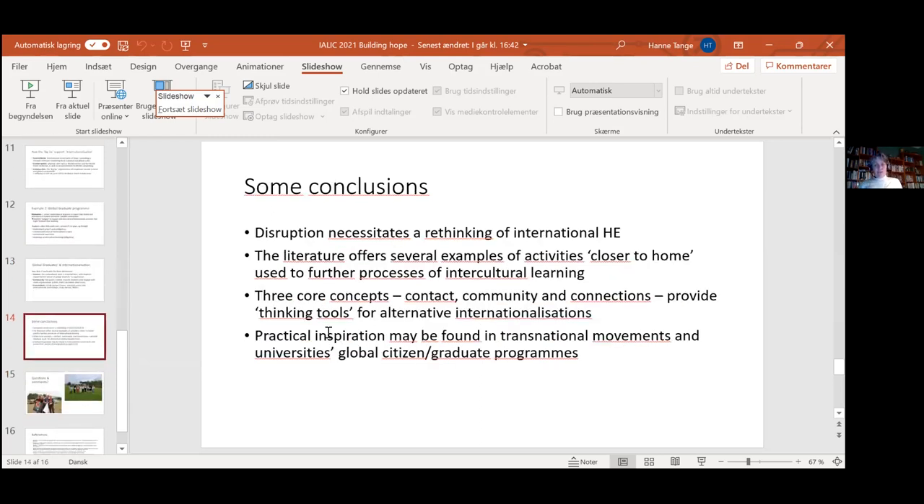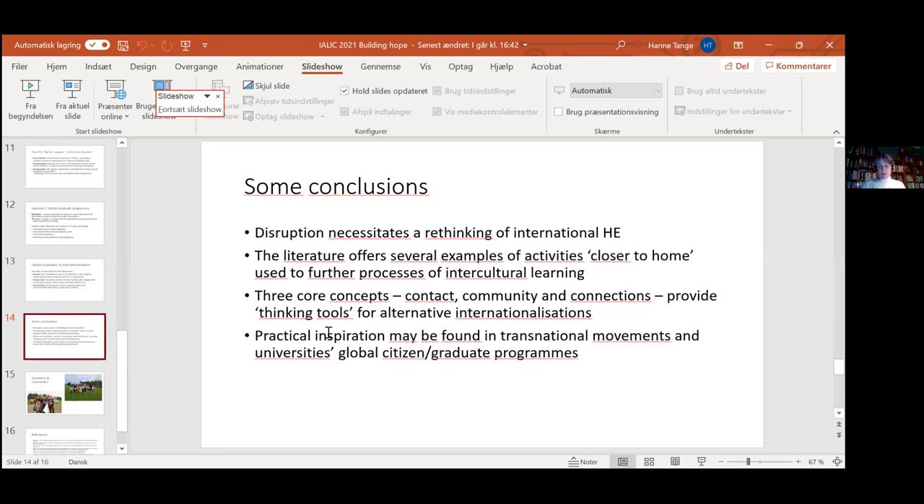So just to get to the conclusion, well, first, as I said, disruption certainly made me rethink what I make of international higher education. I don't think we'll be able to continue doing the practices we had in Denmark for the past 20 years. I think there's an end to that with the government intervention with international student recruitment. So we need some alternatives. And I think the literature does offer us some places to look if we want to facilitate some form of intercultural learning.